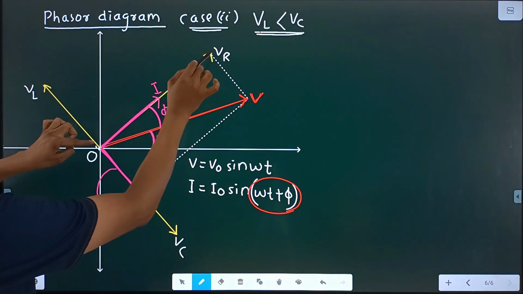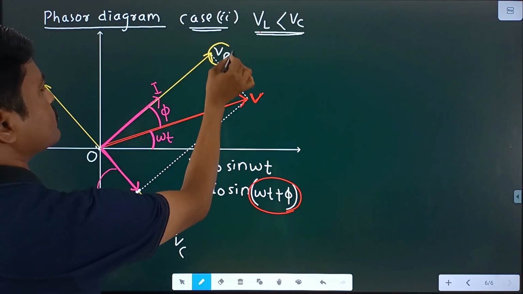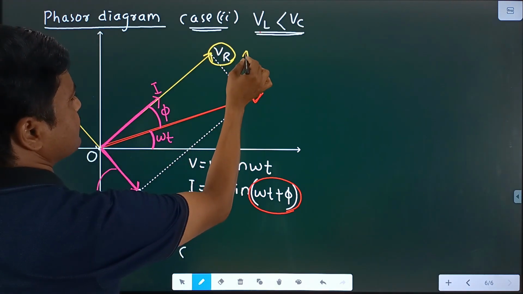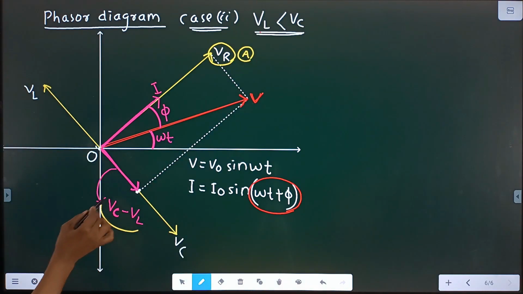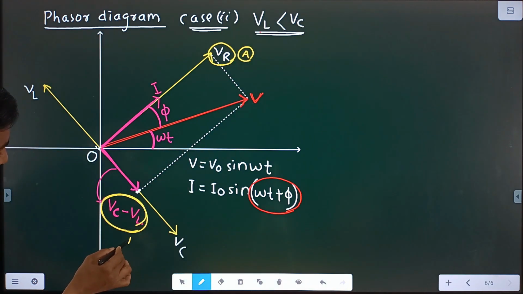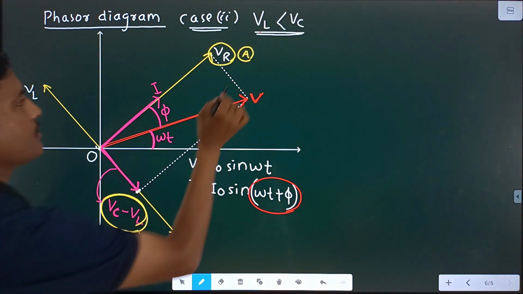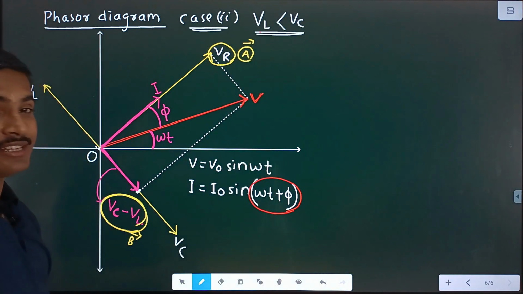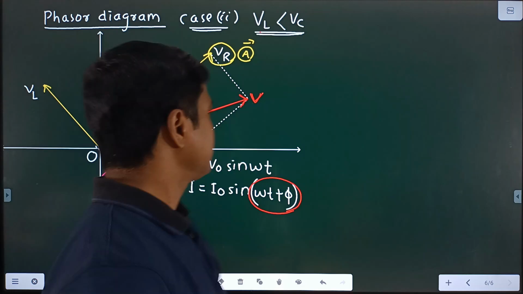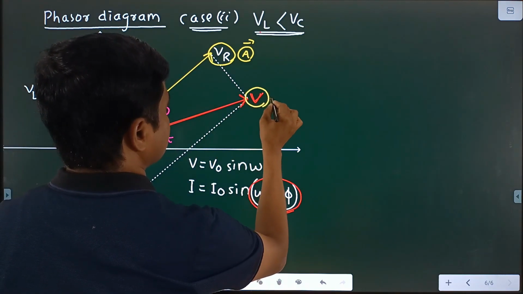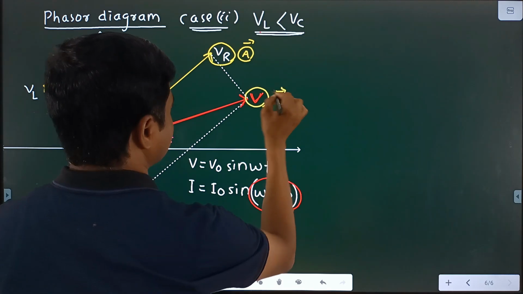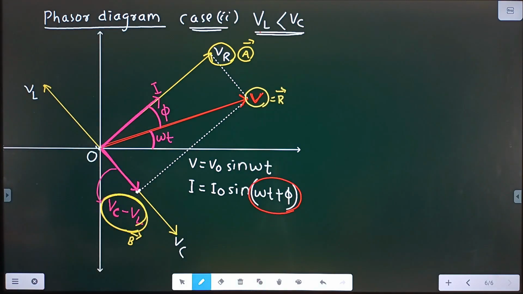That is the VR vector. Suppose in place of VR we write the A vector. Suppose another vector, VL minus VC. In place of VC we write, suppose, the B vector. Here two vectors are there: one is the A vector, another is the B vector, and this one is the resultant vector. For the resultant vector we write, suppose, the R vector. Clear?